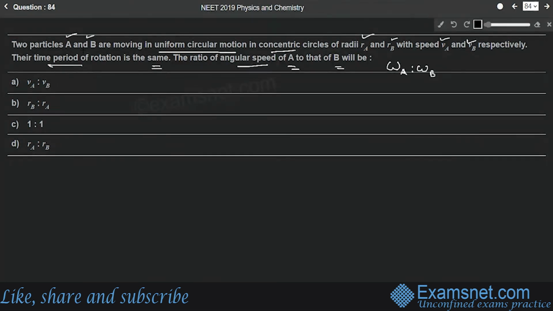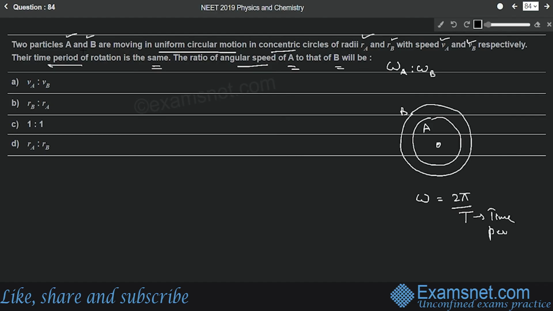Now we have two concentric circles. That means if this is center O, then it is the common center for the circular paths of the two particles, particle A and particle B. Now we have to find out the ratio of angular speed. So what is the formula for angular speed omega? It is equal to 2 pi by T, where T is the time period. So omega A by omega B will be equal to TB by TA, because we can see that omega is inversely proportional to T. 2 pi is a constant.